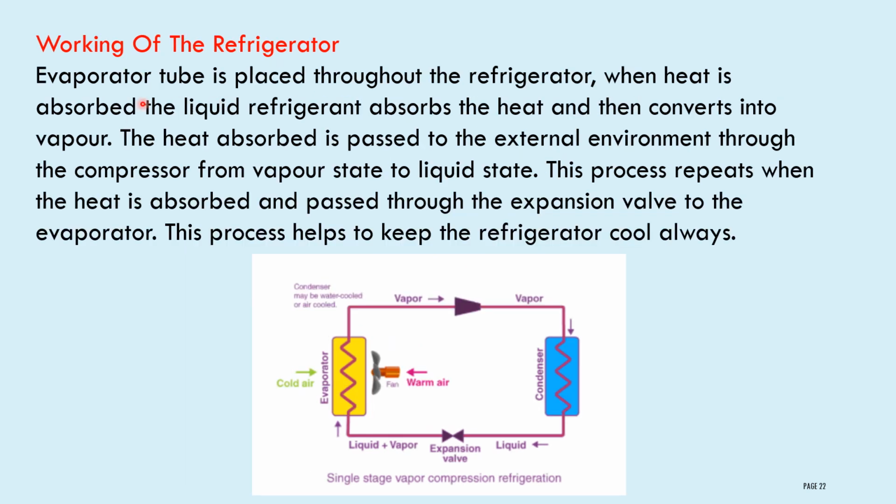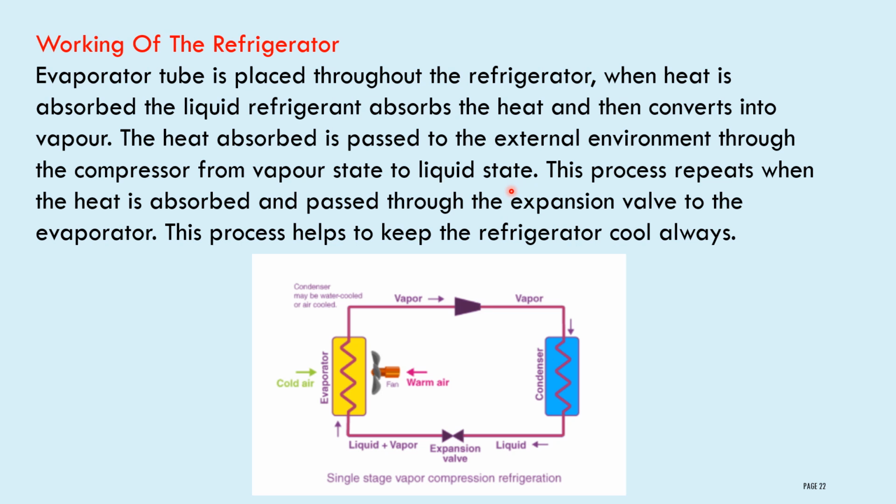Working of the refrigerator. The evaporator tube is placed throughout the refrigerator. Here you can observe the evaporator tube placed throughout the refrigerator. When heat is absorbed, the liquid refrigerant absorbs the heat and converts into vapor. Already you know, if you have an excess amount of heat inside the refrigerator, that excess heat is absorbed by the liquid refrigerant. Then it will convert into a vapor state. Then the heat absorbed is passed to the external environment through the compressor, from vapor state to liquid state.